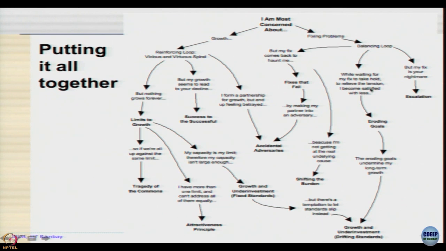Suppose we say we are going to wait until my fix is going to work, then until then I need to do something, then it can lead to eroding goals kind of models. And if the eroding goals undermine long-term growth, yes, then we are looking at growth and underinvestment kind of scenarios. So this is just an interesting flowchart that tries to connect all these archetypes and what scenarios they might be useful for. It takes some effort to understand. And okay.